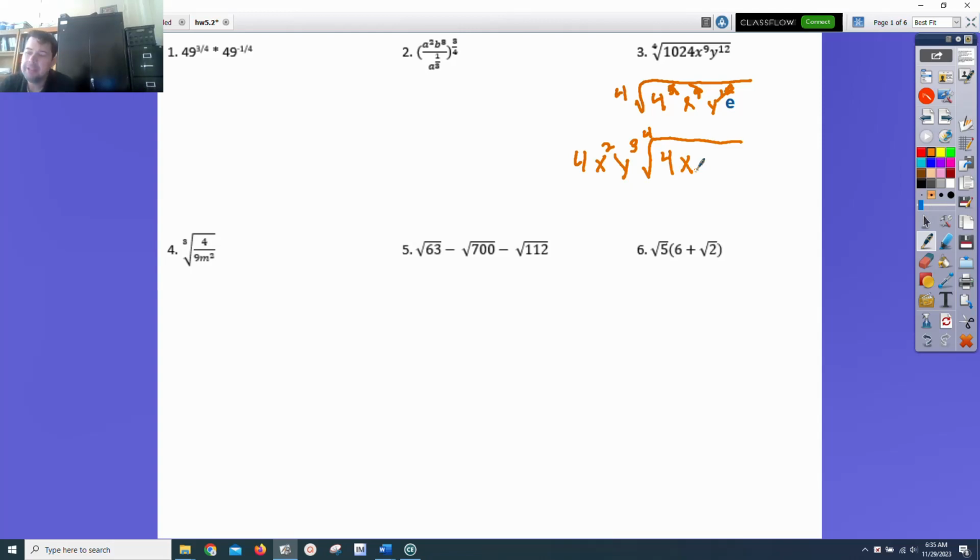You're asking to take the cubic root of 4 over nm squared. Now, first thing I'm going to do is I'm going to break this radical up as the cubic root of 4 over the cubic root of nm squared. Now, it is not proper to have a radical in the denominator. So I'm going to do something silly, and I'm going to multiply the top and bottom by the cubic root of 3m.